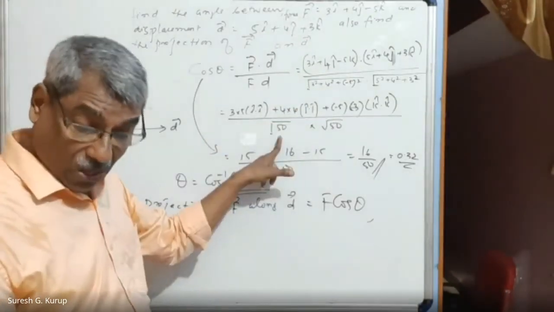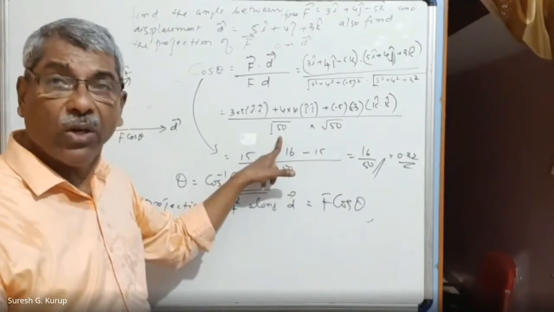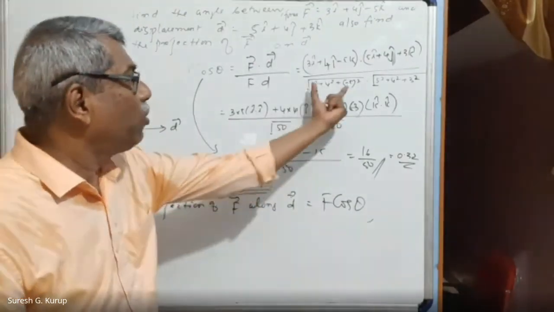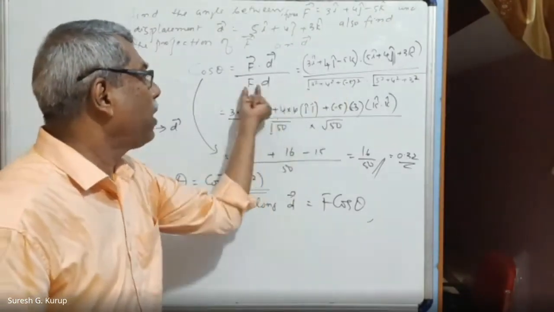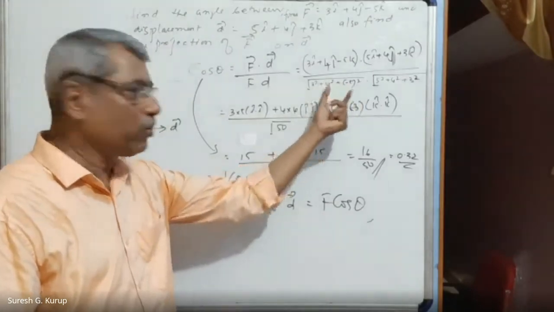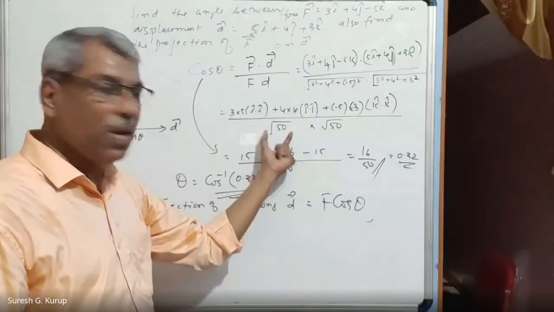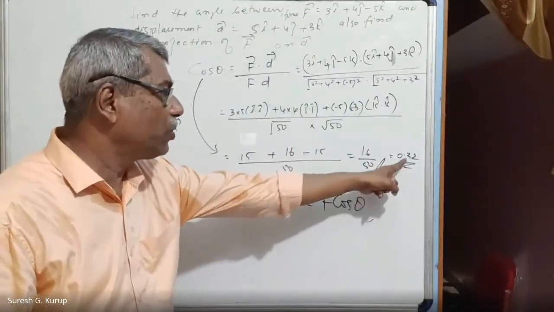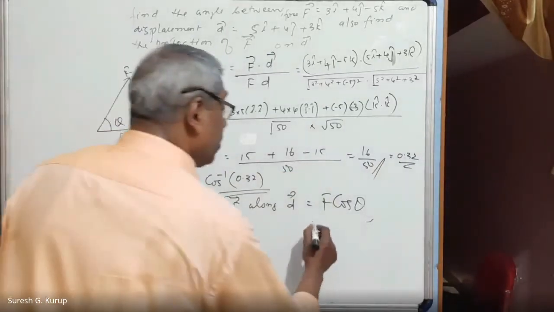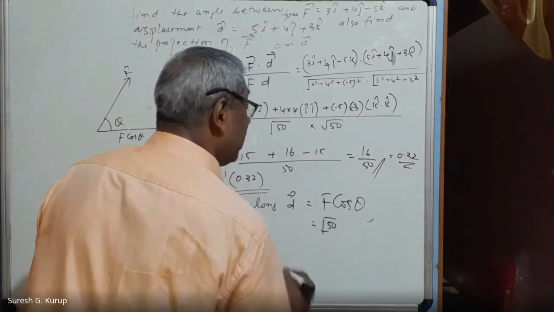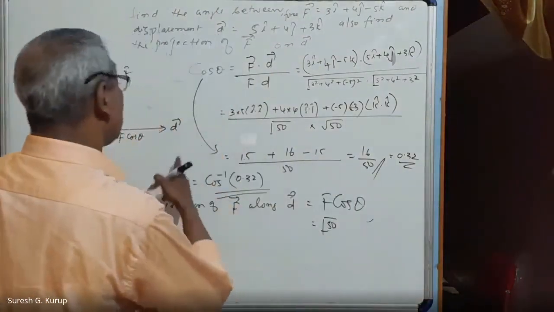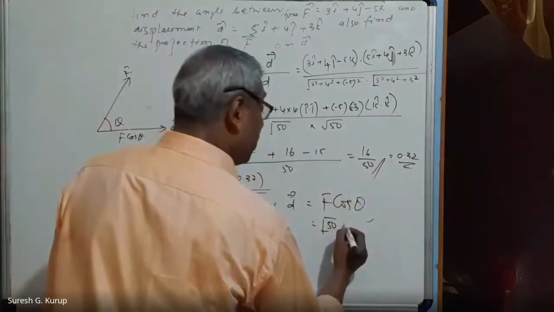The magnitude of vector F is root 50, which you have already seen. What is the magnitude of F? It is the root of 3 square plus 4 square plus minus 5 square, that is equal to root 50. Cos theta value you got: cos theta is equal to 0.32. That also you know. Therefore, this is equal to root 50 into cos theta, and cos theta is 0.32, so root 50 into 0.32.